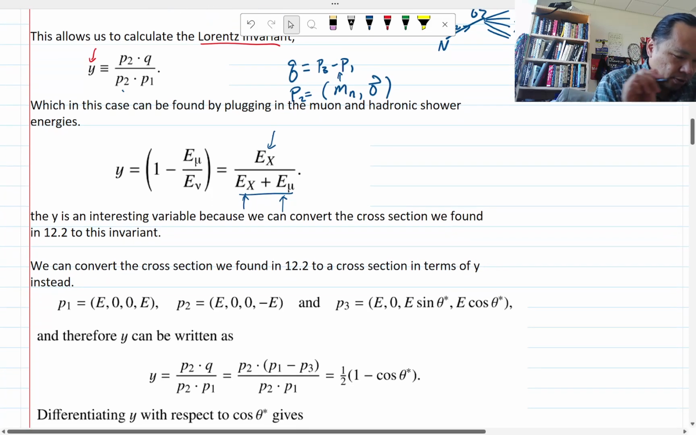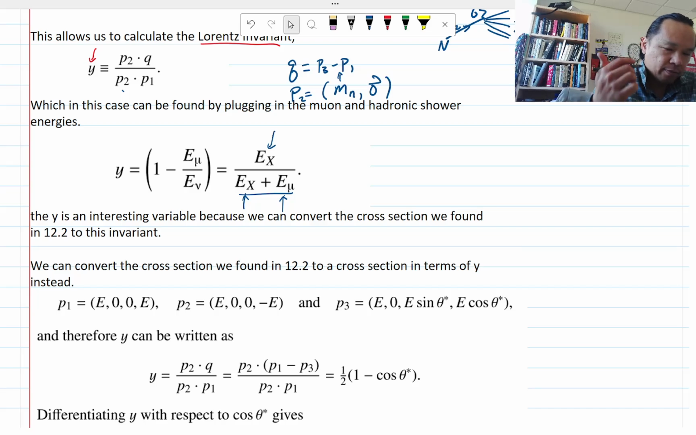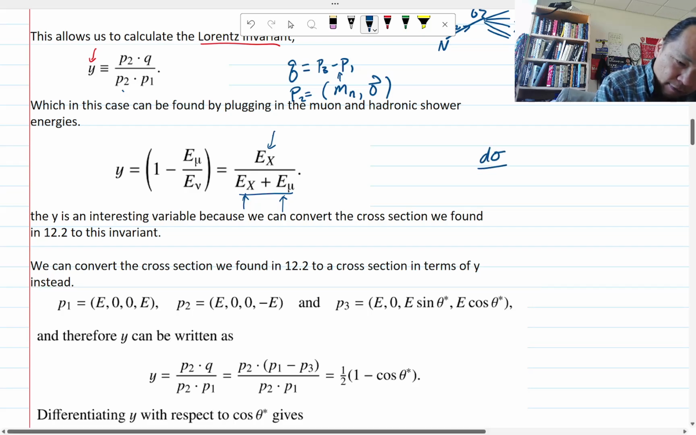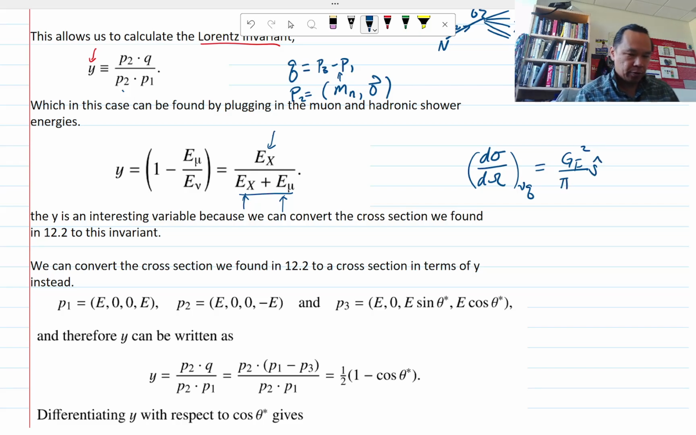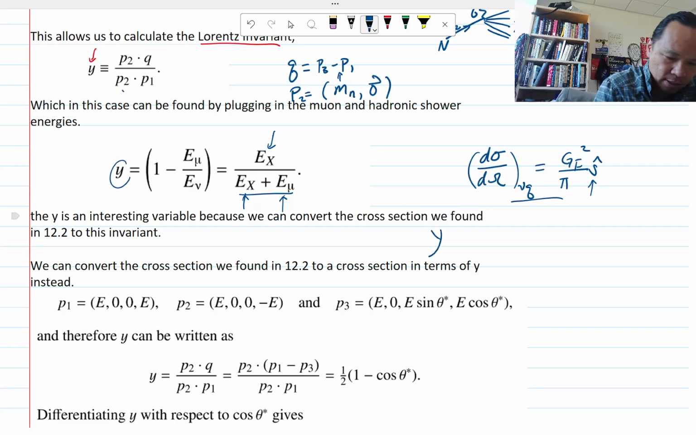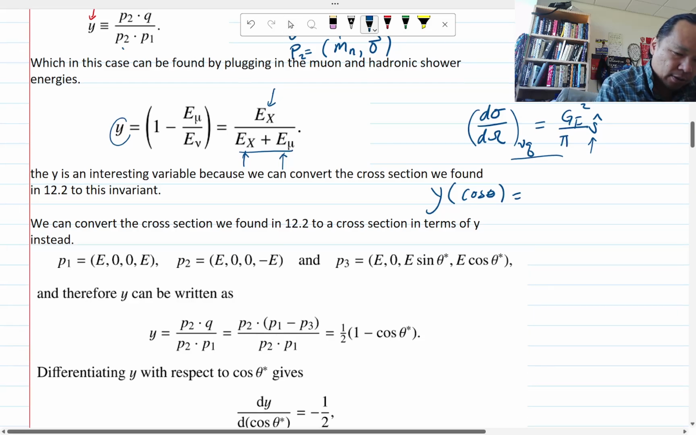So in the previous section, we calculated things in terms of theta. We found the differential cross section for, let's say, the neutrino and the quark. Actually, the equation is so simple, even I can remember it. It's just 4 pi, GF squared pi S, where S is the center of mass energy. So we want to convert this to something in terms of Y instead, because Y is a function of cosine theta. So how do we do this conversion?